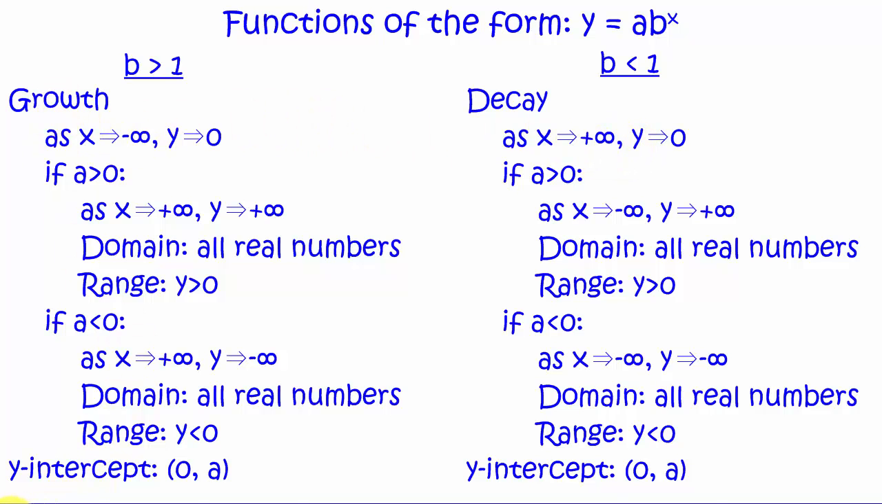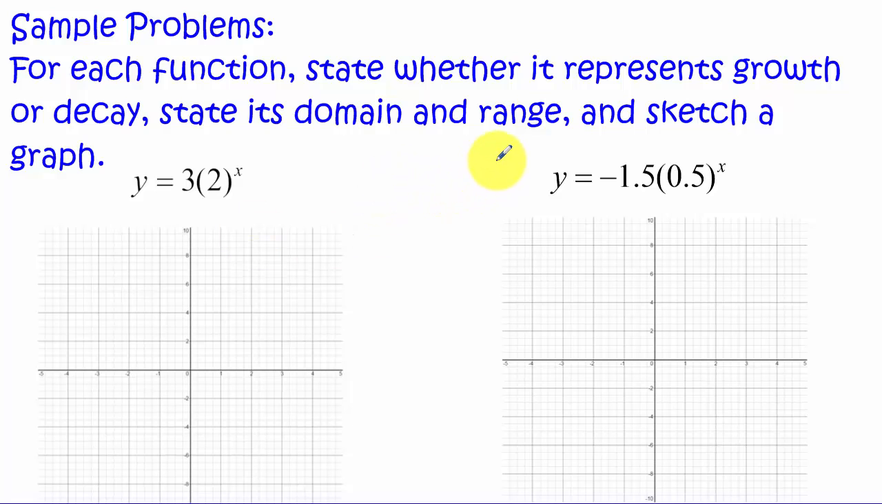So let's practice a couple problems here. We have two problems here. We know that because b is greater than 1, we have growth. Now we know we have a horizontal asymptote at y equals 0. And since this is growth, we know that it's going to approach the horizontal asymptote on the left side of the graph. We also know that the y-intercept is at (0, a), so in this case (0, 3).